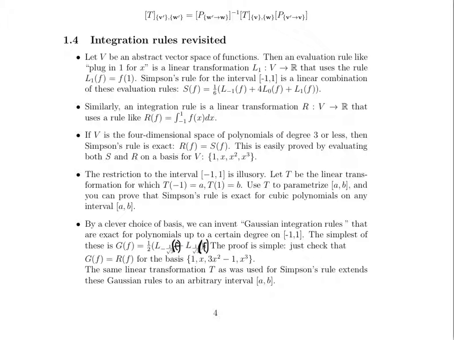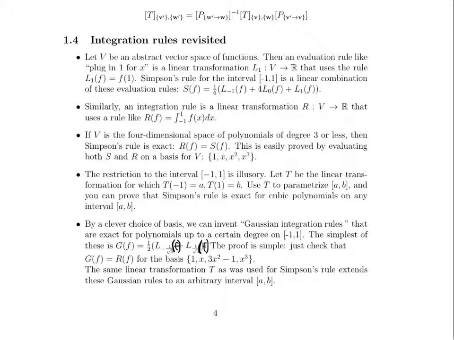And the proof is very similar. We compare the output that we get from this Gaussian integration approximation with the actual value for the integral on each element of the basis of the particular vector space. What's cool is that the same linear transformation t as was used for Simpson's rule extends these Gaussian rules to an arbitrary interval. It doesn't necessarily have to be -1 to +1.